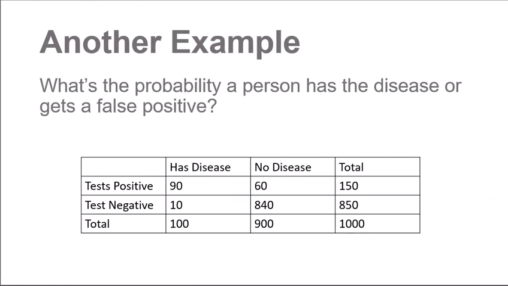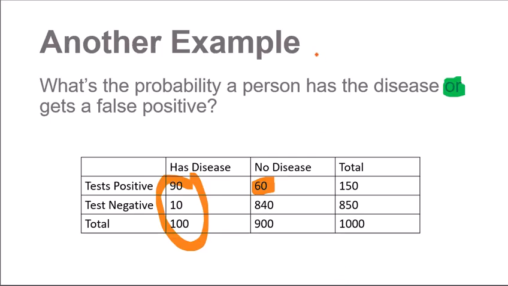So here's a probability question we might ask based on this data. What is the probability that a person has the disease or gets a false positive? So first of all, I'm looking at this key word here, or. This is my indication that I need to be doing an addition rule calculation. So I'm going to look at the people who have the disease, so that's everyone in the has disease column, as well as people who get false positives. The false positives were the positive tests where the person actually didn't have the disease. In this case, that's just the 60 people who tested positive with no disease.